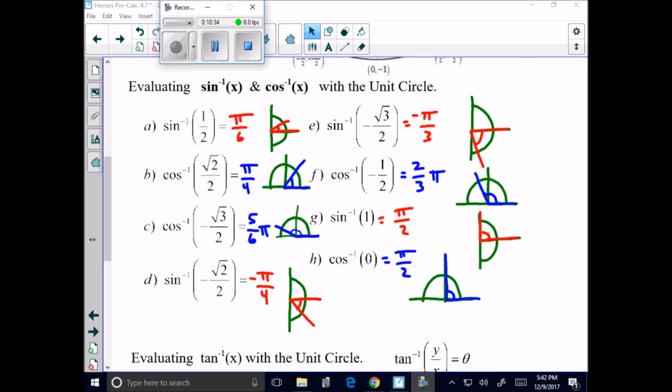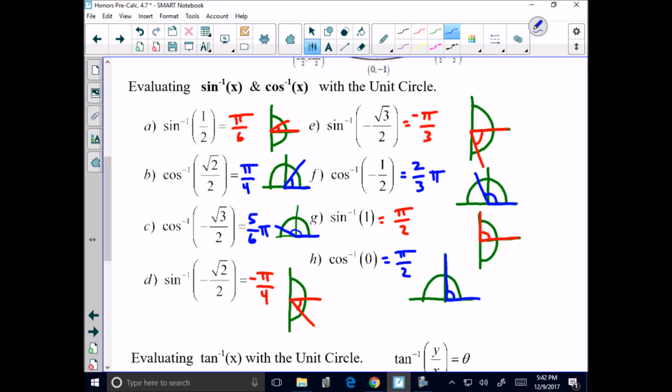All right, guys, so taking a look at these, remember that the inputs are going to be ratios and the outputs are going to be rotations, where we see those ratios on the perimeter of the unit circle.